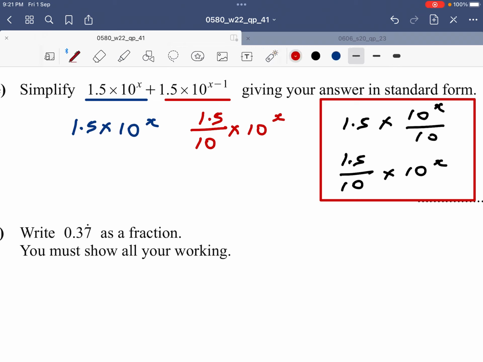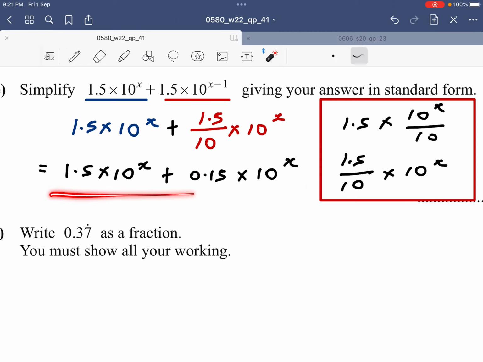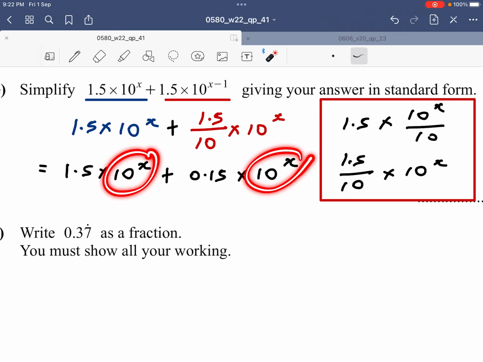But why do I do that? You see, now we change the way we write. This one, nothing changes. This one, something changes, right? 1.5 over 10, that will be 0.15 times 10 to the power of x. Why do we do all these things? Because I want this to be exactly the same factor, a common factor. I can factorize it and put it in front.